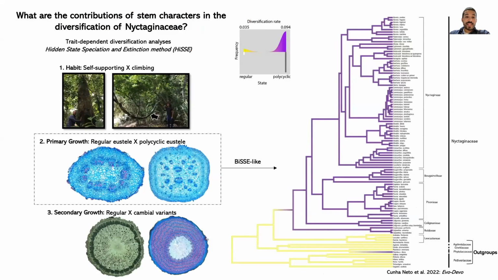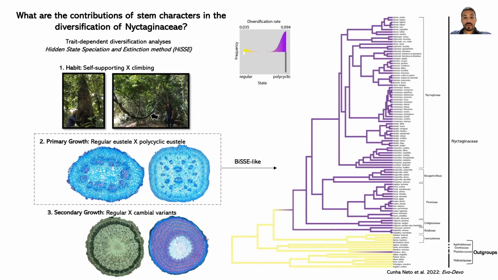So we decided to evaluate the contribution of morphological characters in the diversification of Nyctaginaceae. And for that, we applied a trait-dependent analysis using the hidden state speciation and extinction method, HiSSE, for 3 characters. So we evaluated habit, comparing self-supporting versus climbing plants, the primary growth, comparing regular eustele and polycyclic eustele, and secondary growth, comparing regular versus vascular variants.